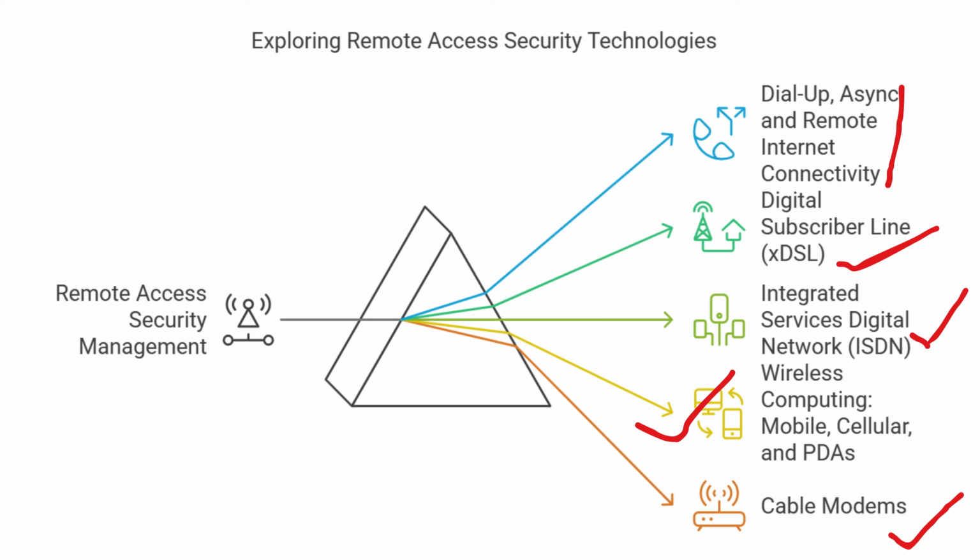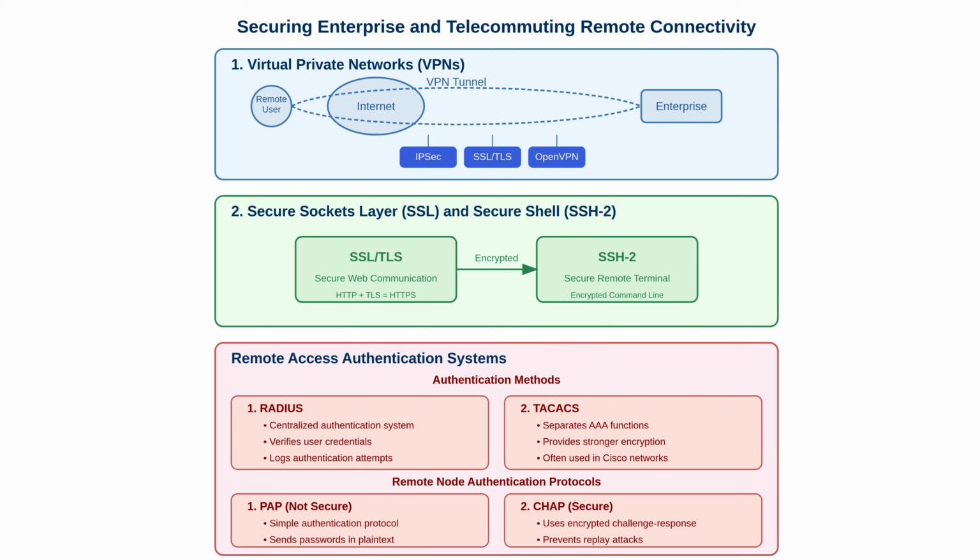To mitigate risks, users should change default passwords on routers and modems, enable WPA3 encryption for Wi-Fi networks, and use a VPN when accessing corporate networks over cable internet. Let's now talk about securing enterprise and remote connectivity. As more employees work remotely, organizations must secure enterprise networks against unauthorized access. Here are some of the key strategies.